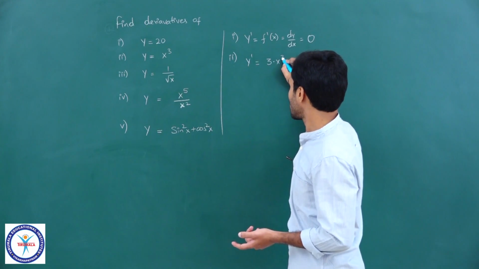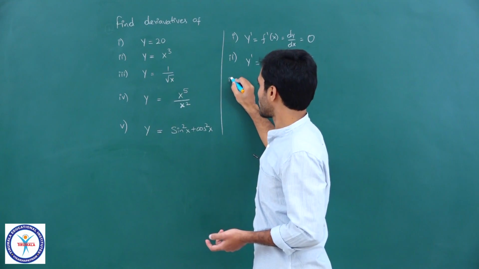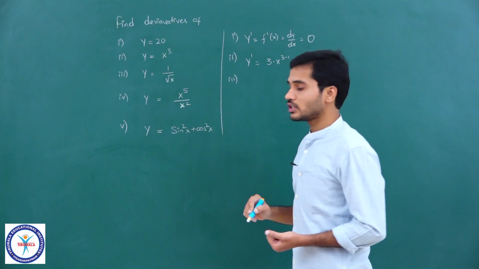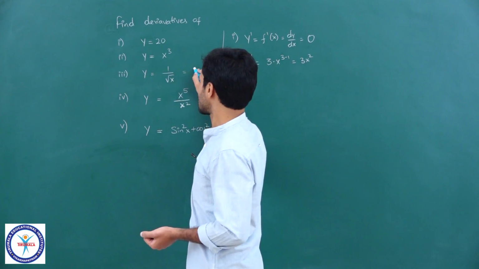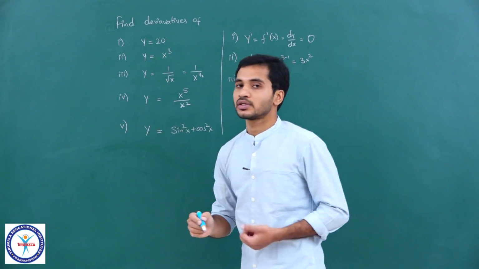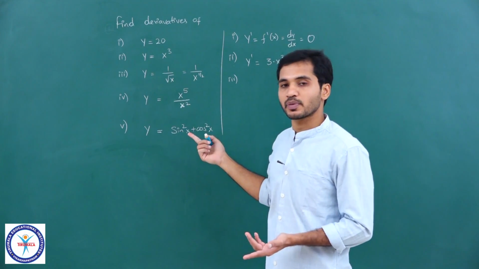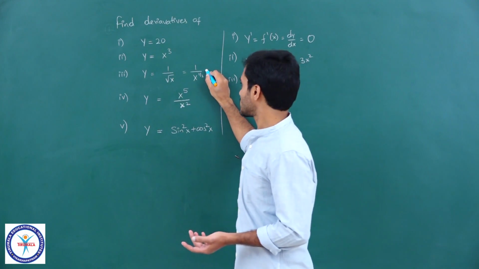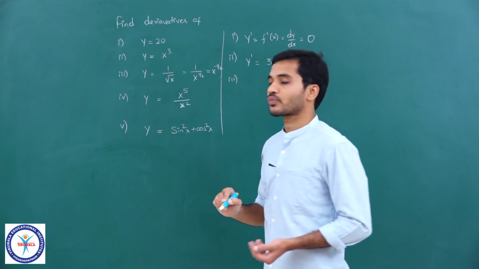So, 3 minus 1, so this gives you 3x square. Okay. Similarly, third one. So, third one if you see, 1 by root x. You all know that 1 by root x is nothing but 1 by x power 1 by 2, correct. Now, it is not in the form of x power n, but I can bring it into x power n form, correct. So, which means I can write this as x power minus 1 by 2, correct.